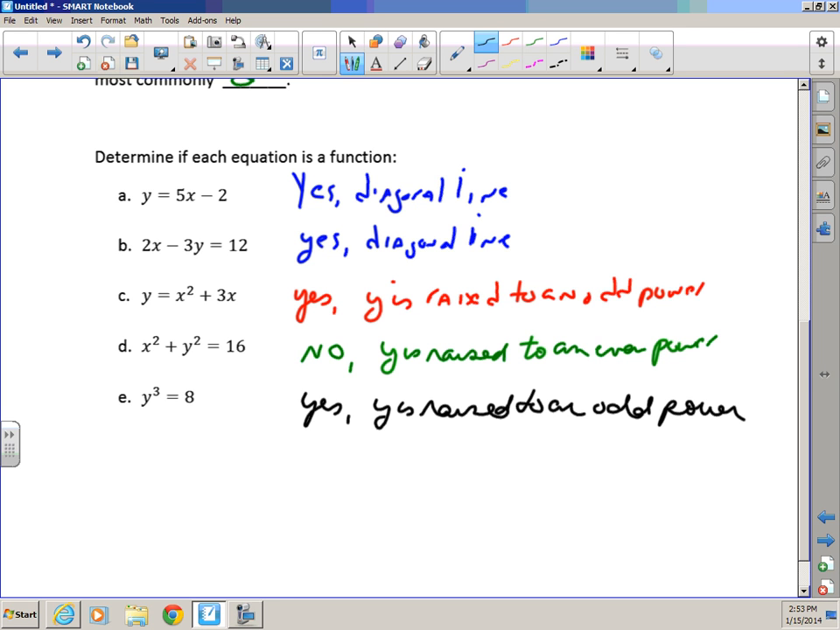So, just to quickly summarize our lesson today. We determined if the graph of an equation is a function by using the vertical line test. And then we determined if an equation is a function by focusing on the exponent of the y. If the exponent of y is an even number, it's not a function. If it's odd, it is a function.